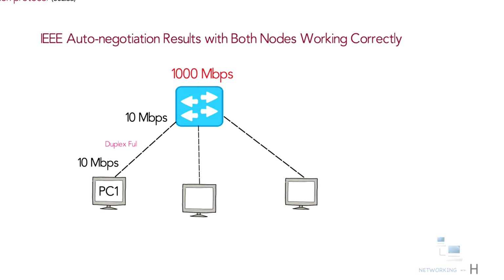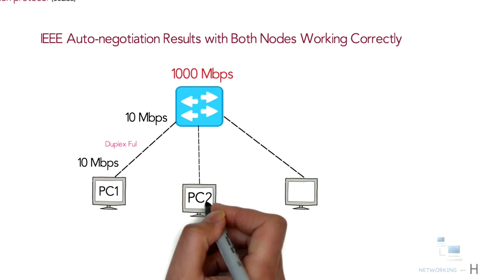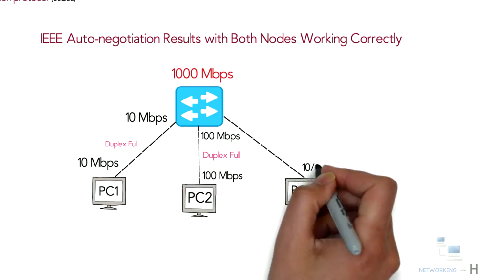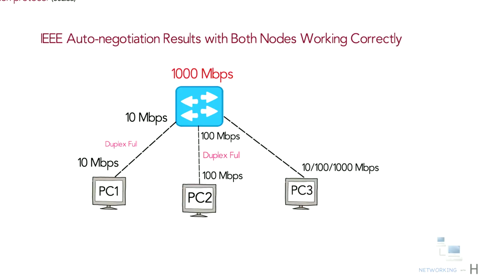PC2 claims a best speed of 100 Mbps, which means it can use 10 base T or 100 base T. The switch port and the NIC negotiate to use the best speed of 100 Mbps and full duplex. PC3 uses a 10/100/1000 NIC, supporting all the three speeds and standards. So both the NIC and switch port choose 1000 Mbps and full duplex.